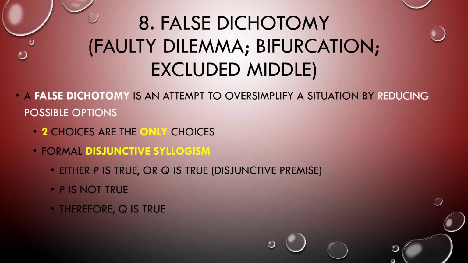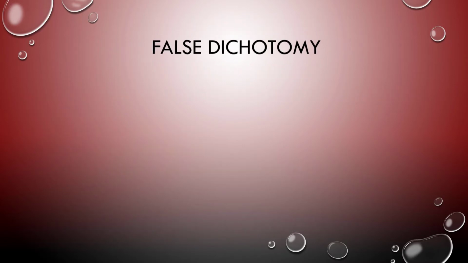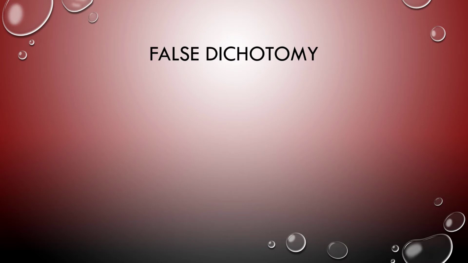Now, while the argument might be formally valid, an informal fallacy occurs if the disjunctive premise, that starting either-or premise, is false, such as if there were other options. It might be like going between the horns of a dilemma. Sometimes you're presented with 2 options, but if you could find that third option, you're able to get out of the dilemma. So it's a false dilemma, a false dichotomy.